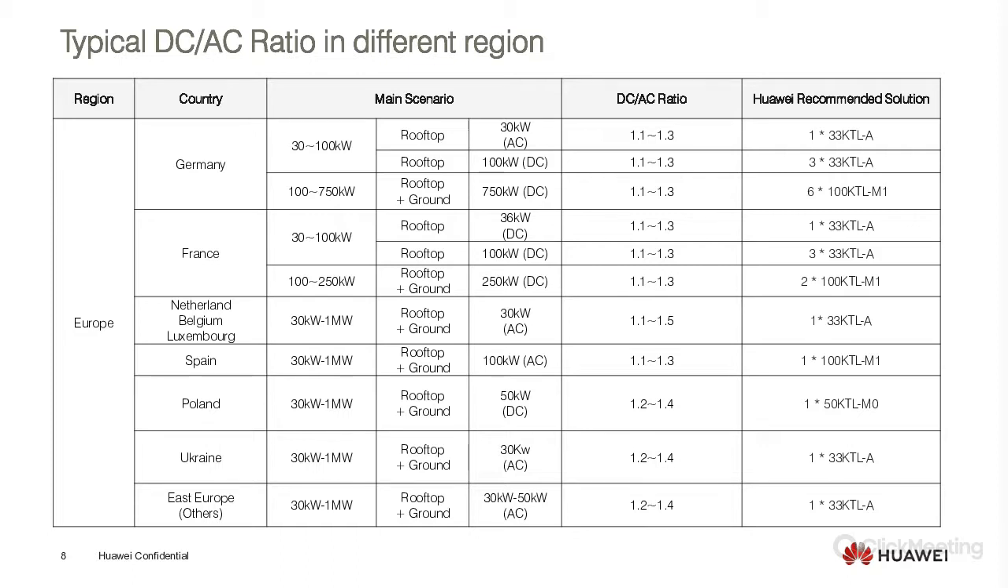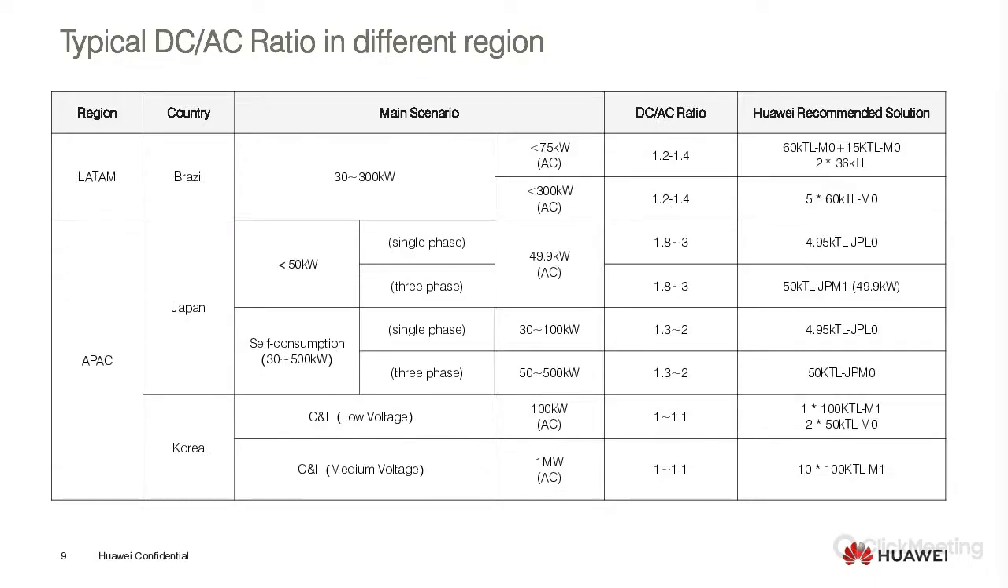Other regions I would like to just highlight here. You can see in Latin America, they are having a different AC to DC ratio, and you can see there with a 300 kilowatt AC system, where there are 5 of the 60 KTL inverters, there is an AC to DC ratio of 1.2 to 1.4. So there are different AC to DC ratios, and for example, in the Southern Africa region, for example, we would recommend between 1.2 to 1.3 oversizing ratio.